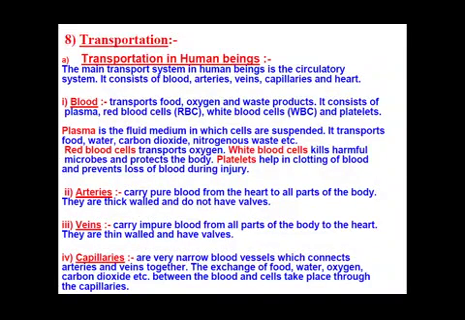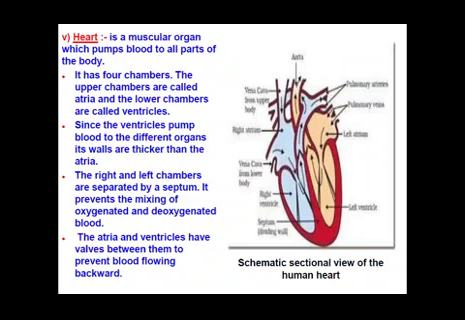Dear students, we have already started with the transportation in human beings, and under this we have studied that the transportation system of human beings consists of blood, arteries, veins and capillaries. Now we will continue with this and start with the next component of the transportation system, that is the heart. So the heart is the muscular organ which pumps blood to all parts of our body.